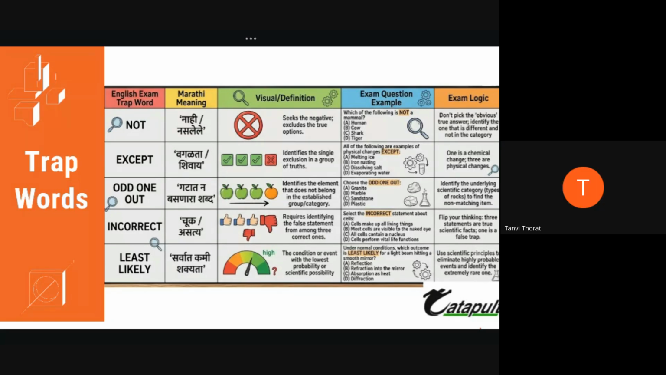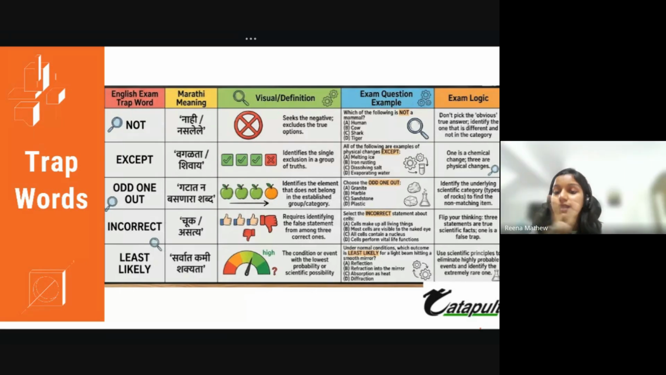All of the following are examples of physical changes, except. Did you see the second question? There are four options: melting ice, iron rusting, dissolving salt, evaporating water. Melting ice is not the answer. Iron rusting is the answer. Do you know why?